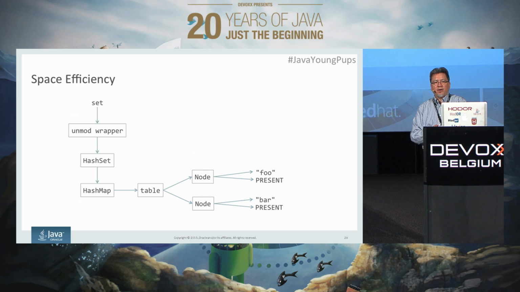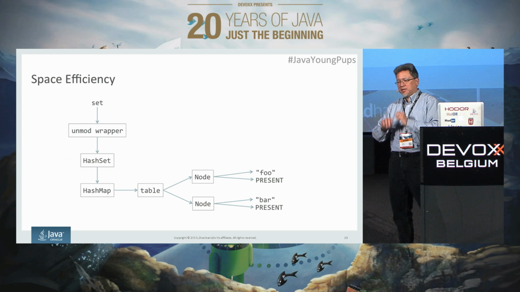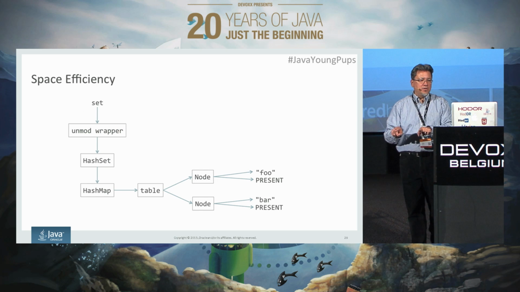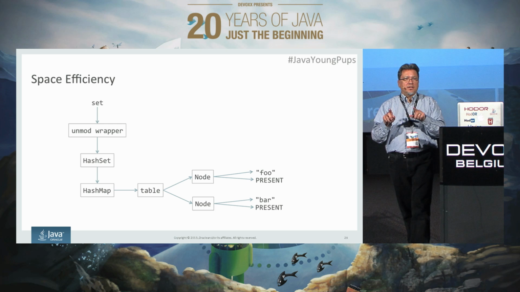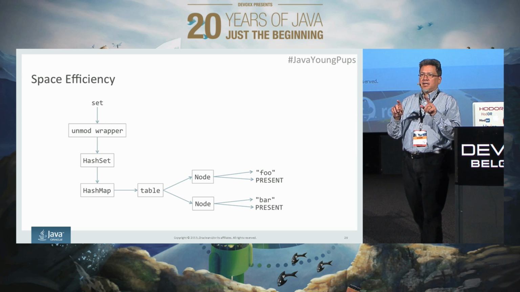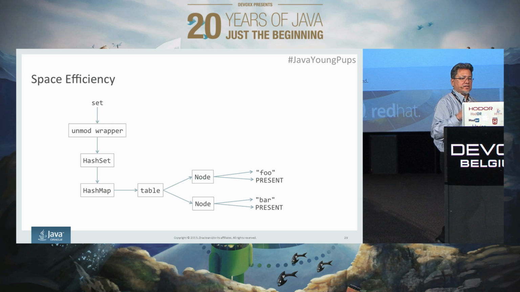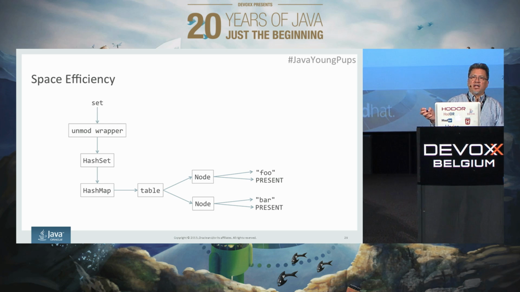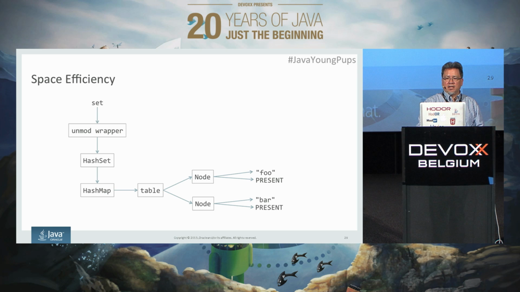So we have our set variable. It points to the wrapper, the hash set, the hash map, the table. The table contains 2 nodes, and each node contains references to the actual set element, which is the string, and then the sentinel value, which is called present. And so that's the same value for every object, because this is just a set, and the value is irrelevant.